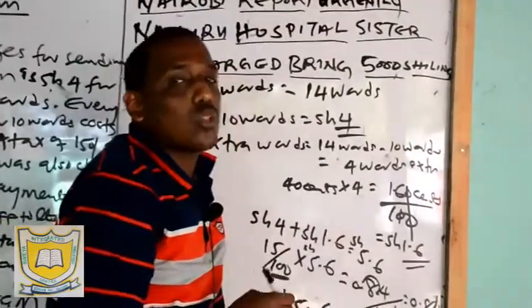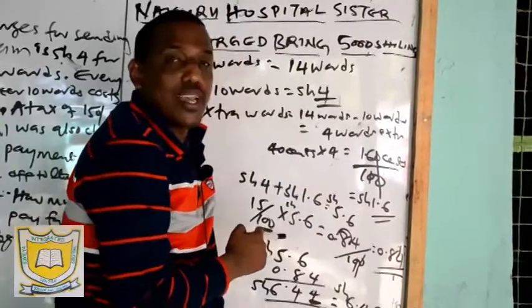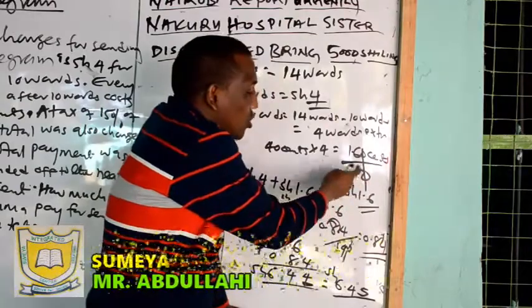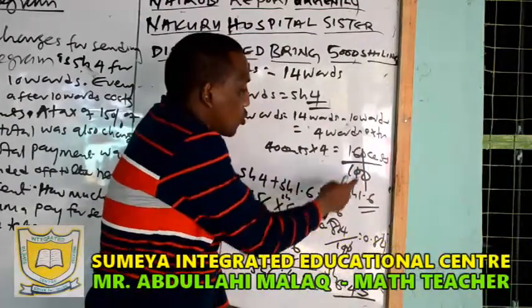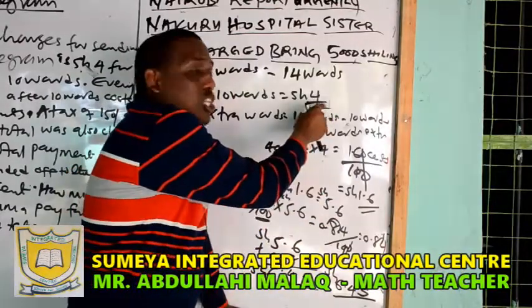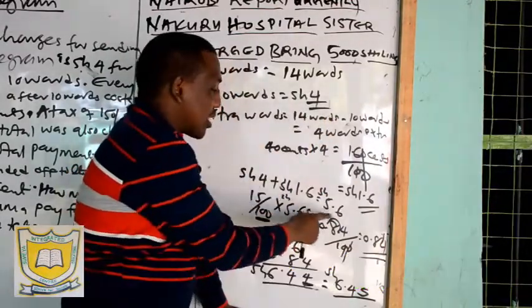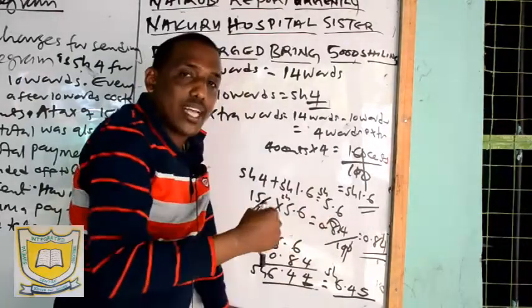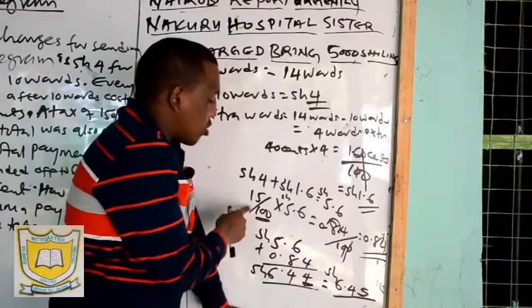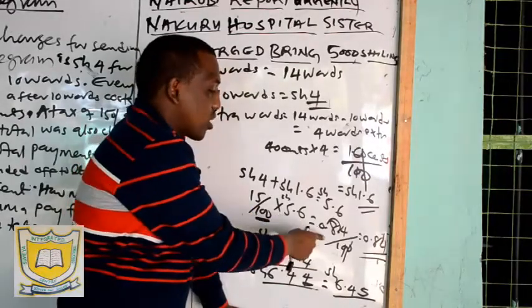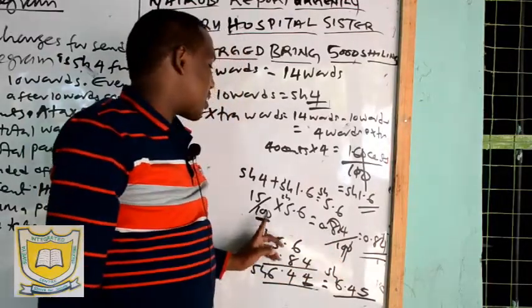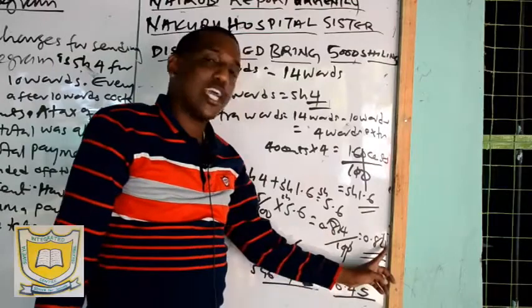Always the cents you change into a shilling. When you are changing to a shilling, you divide it by 100 because a shilling has got 100 cents. Cancel, cancel, cancel. We need a point. So you will get shillings 1.6. Plus the 4 shillings for the first 10 words, you will get shillings 5.6. The government wants the tax, so you tax that amount. 15 over 100 times shillings 5.6, you will get 0.84.